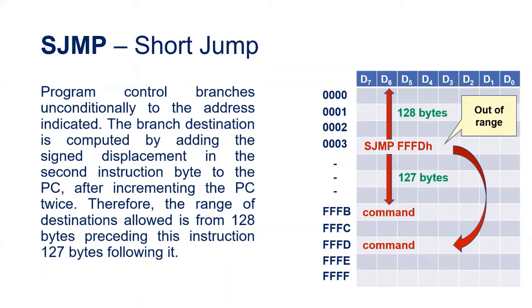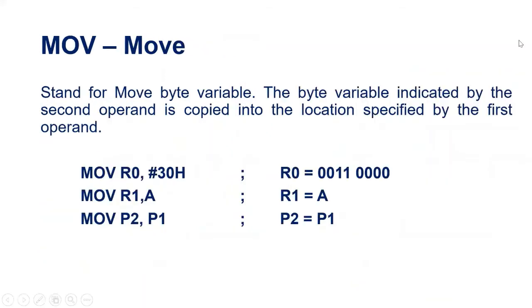Okay? So, anong dapat nating tandaan dito? If we are going to use short jump, take note that the address should be 128 bytes preceding the instruction or 127 bytes following yung sjmp instruction natin. Next is MOV or the move command.